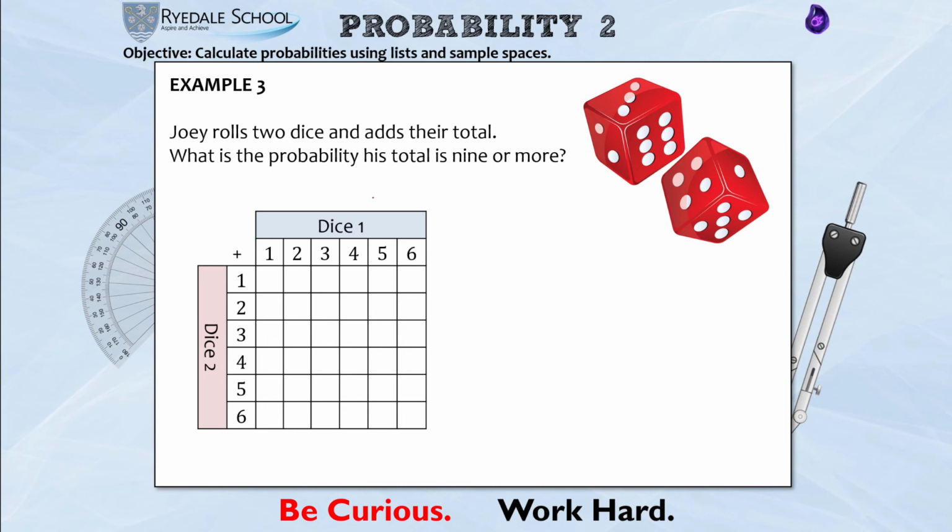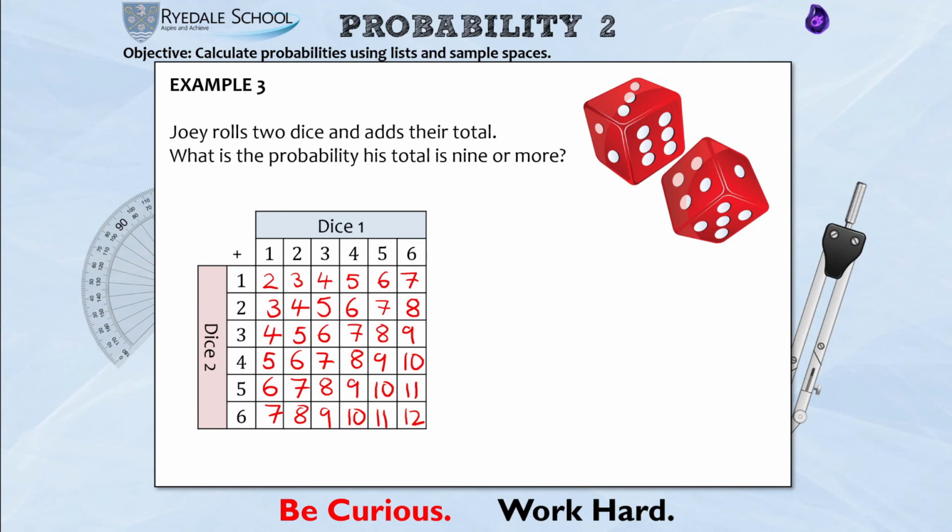So I've drawn a little table. It's a little bit like a times table grid, showing all the different things that can happen when you roll 2 dice. And in the grid, we just need to add up the different values. So for example, if I got a 5 on dice 1 and a 2 on dice 2, that would be a total of 7. So all I need to do is complete this grid. And as you're filling it in, you will spot there are some patterns.